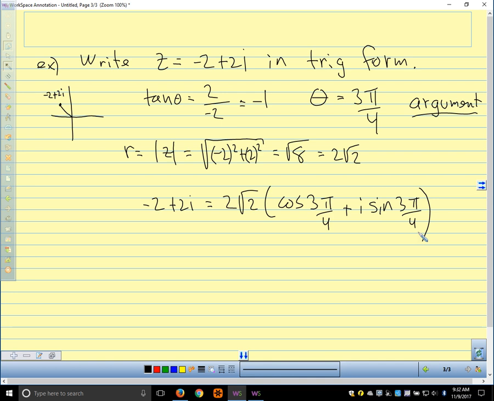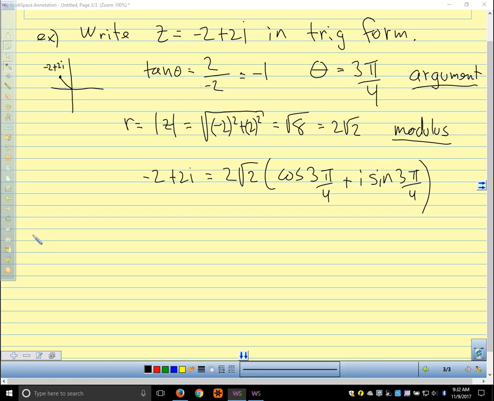Why did you decide to use tangent in the beginning? Because we know the tangent of the angle is the opposite over the adjacent, or the y over the x. So we use a tangent to find the angle, our argument in general. So this is our modulus. So we found our argument, found our modulus, and we write our trig form. Any other questions on that example?